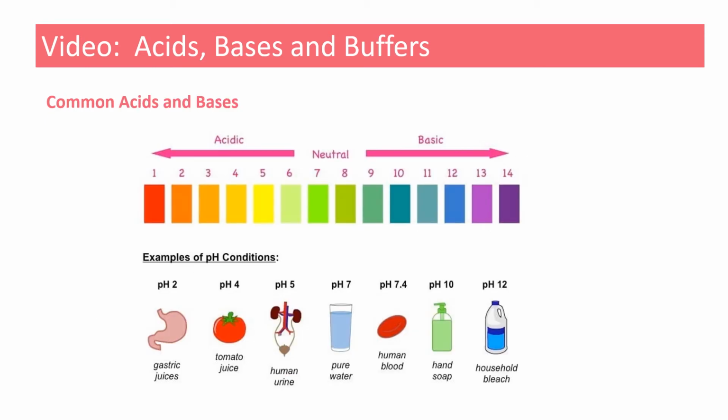Here's a diagram showing you some common acids and bases. Gastric juices, pH 2. Tomato juice, pH 4. Human urine, pH 5. Pure water, pH 7. And on the basic side, human blood, 7.4. Hand soap, pH of 10. And household bleach, pH of 12.